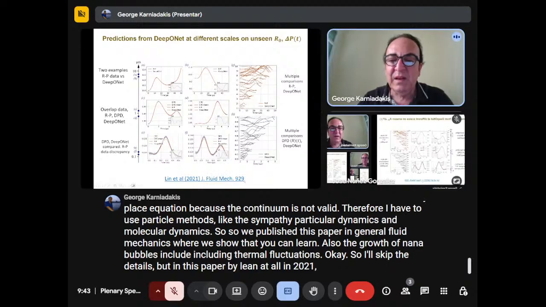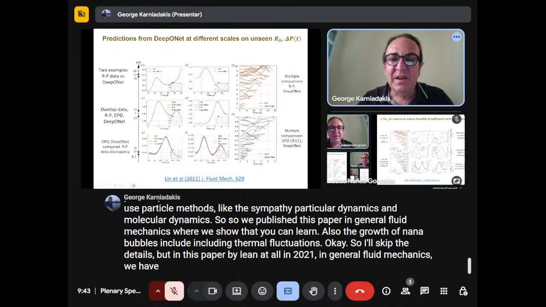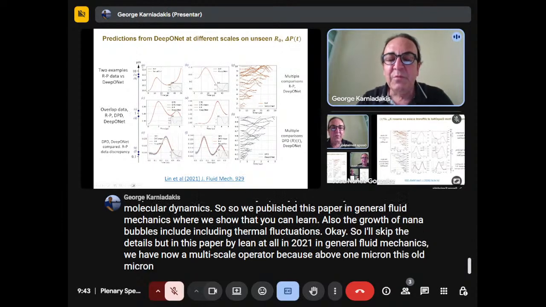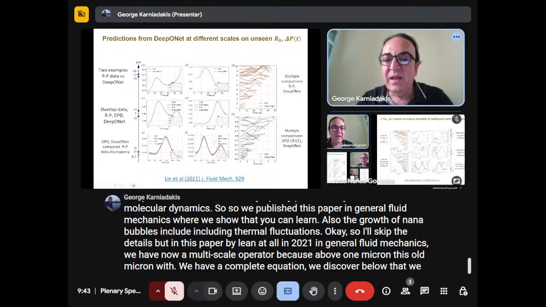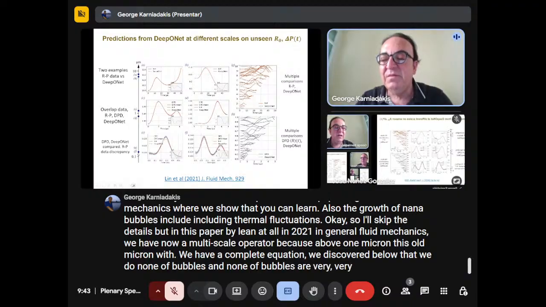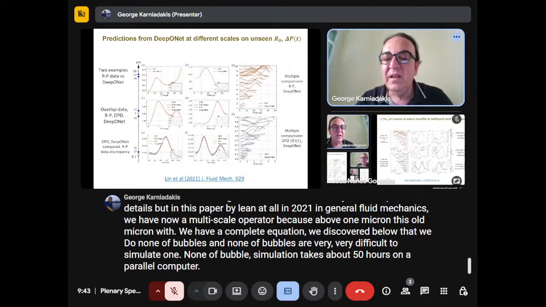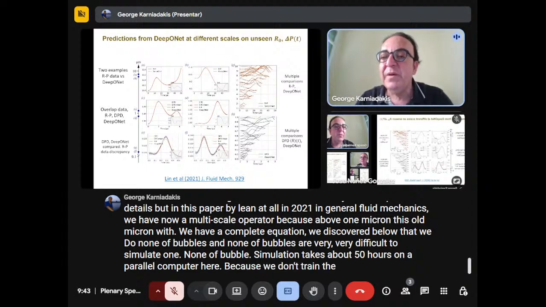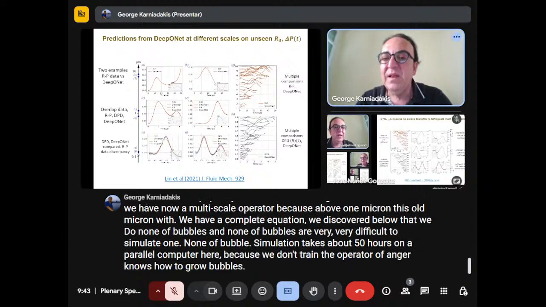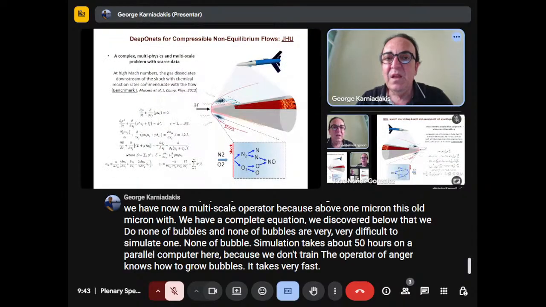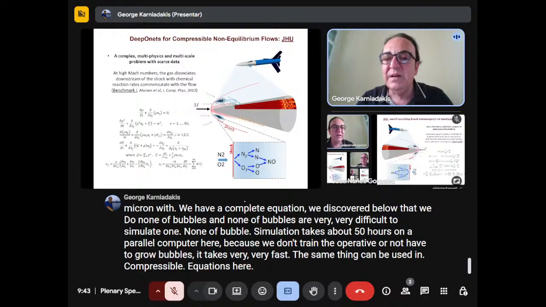In 2021 in the Journal of Fluid Mechanics, we have now a multi-scale operator, because above 1 micron, these are all in microns, we have the continuum equation we discover. Below that, we do nanobubbles, and nanobubbles are very, very difficult to simulate. One nanobubble simulation takes about 50 hours on a parallel computer. Here, because we train the operator, it knows how to grow bubbles. It takes very little time.